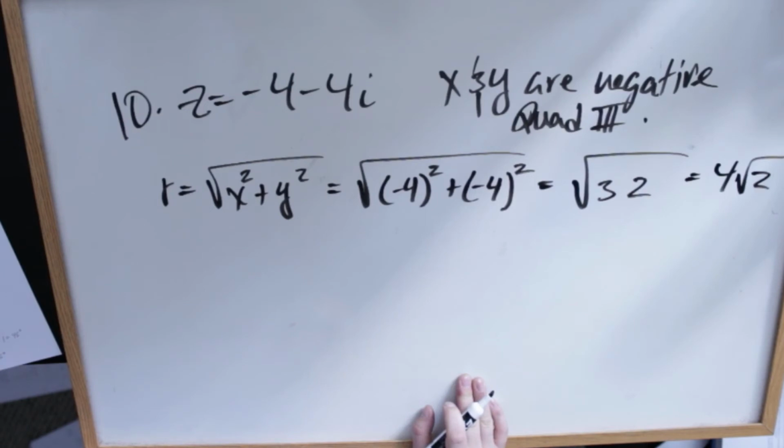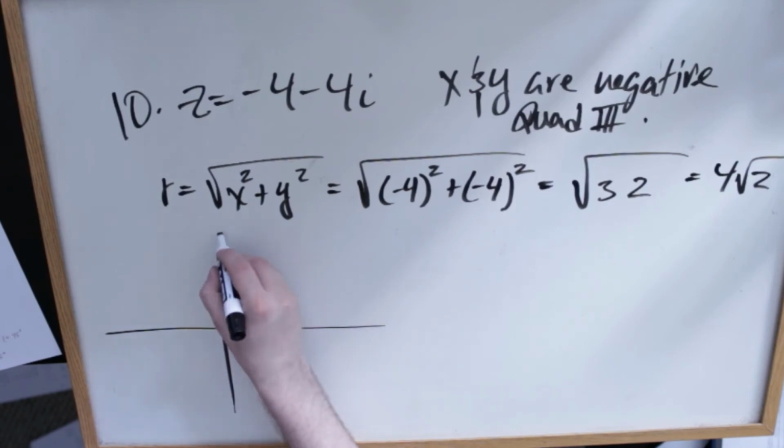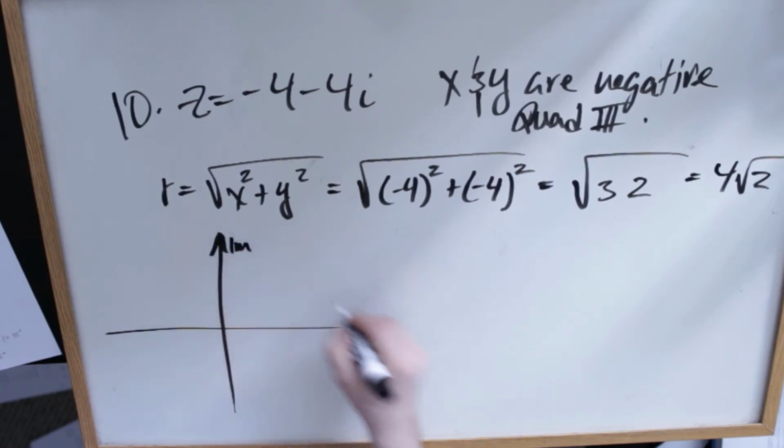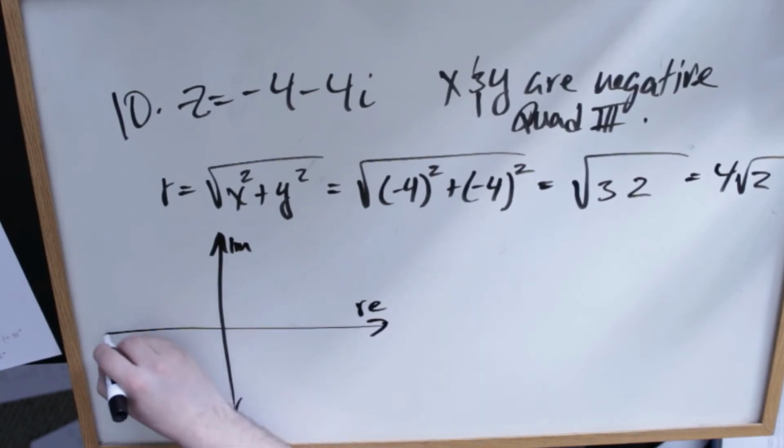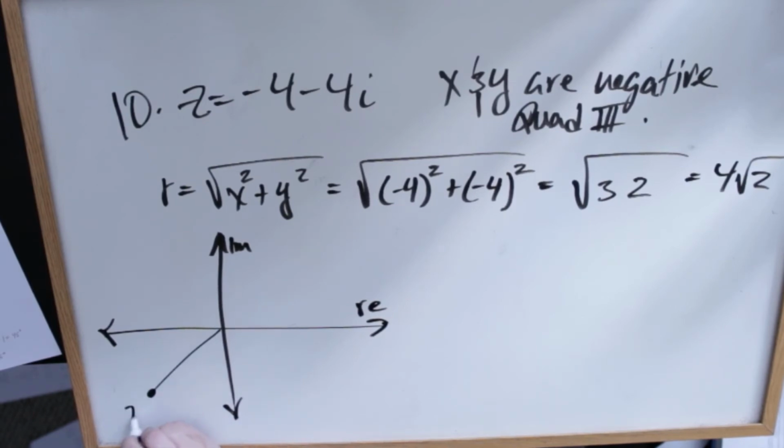All right, so let's see here. So that's our r. Now let's just draw this out so you can see how this looks. Here's the imaginary axis, here's my real axis. So it's going to be something that's out here. This is going to be z equals minus 4 minus 4i.